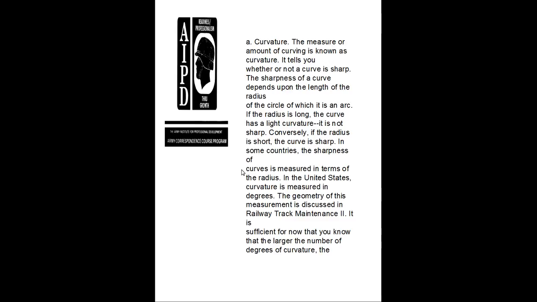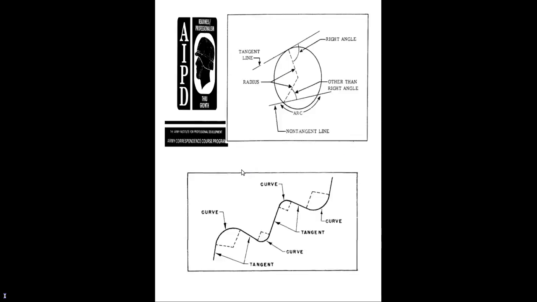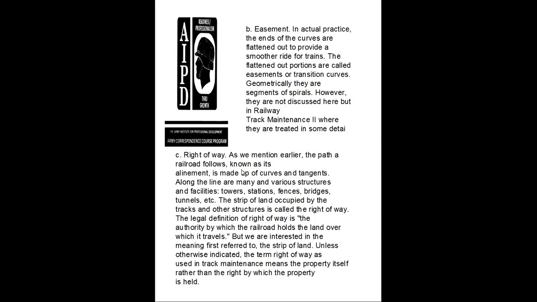The geometry of this measurement is discussed in Railway Track Maintenance 2. It is sufficient for now that you know that the larger the number of degrees of curvature, the sharper the curve. The curves follow the tangents at right angles. The easement is placed at the end of the curves, flattened out to provide a smooth ride for trains. The flattened-out portions are called easements or transition curves.